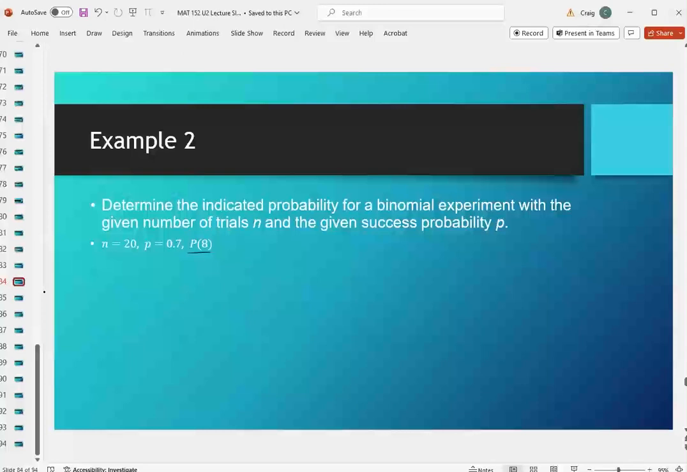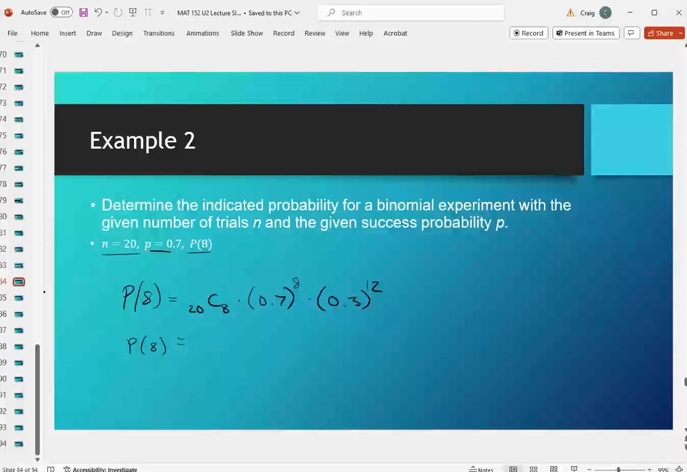Here we want to find the probability of 8 successes in some 20 number of trials. This is the probability of 8. We're going to have 20, and we're going to choose 8 of them, times the probability of success, which is 0.7, to the 8th power, times the probability of failure, which is 0.3, 1 minus 0.7, to 20 minus 8, which is 12. Now we want to just multiply all this stuff out, and that'll give us the probability of there being 8 successes in this case.